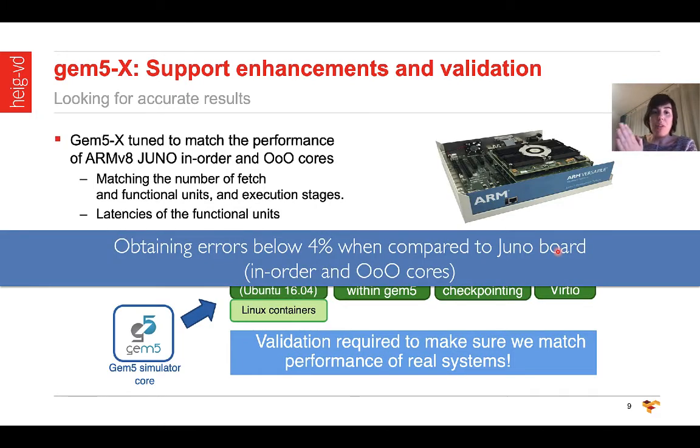And what we found is basically that we are able to obtain errors which are below 4% when compared to the execution on Juno. So we mean comparing the execution time of a benchmark on the Juno board and the execution time of a benchmark in Gem5-X, and that difference is below 4% for both in-order and out-of-order cores.